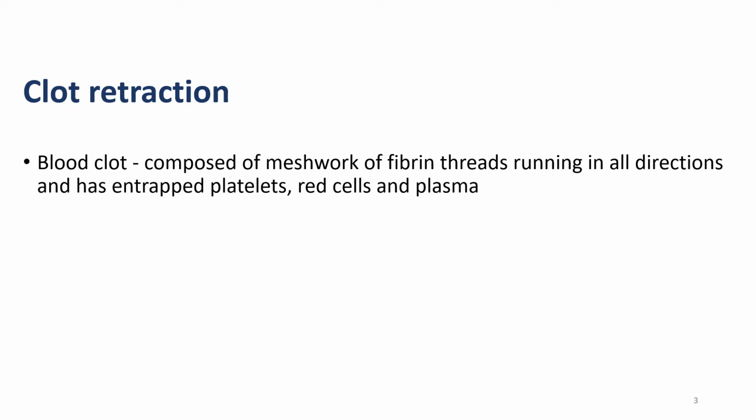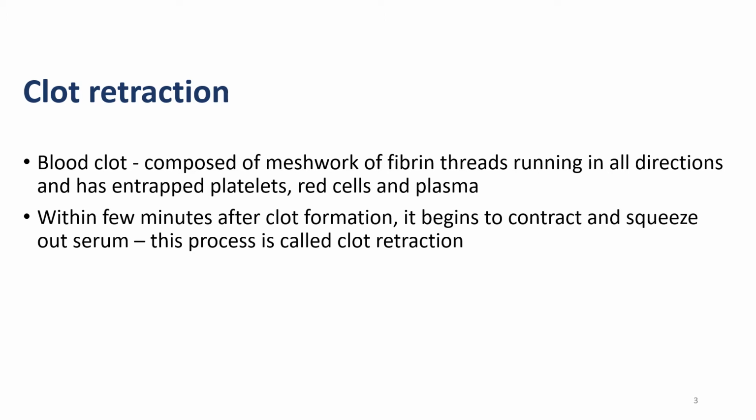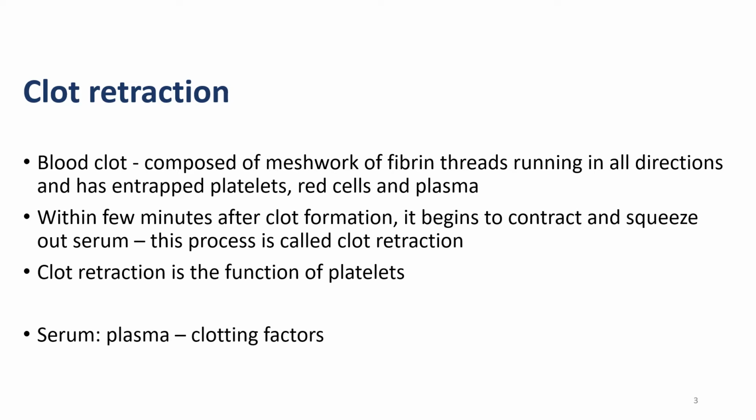So first, what is a blood clot? A blood clot is composed of a meshwork of fibrin threads running in all directions and has entrapped platelets, red cells and plasma. Within a few minutes after the clot is formed, it begins to contract and squeeze out serum. This process is called clot retraction, and clot retraction is a function of platelets. Now, what is serum? It is plasma minus the clotting factors.